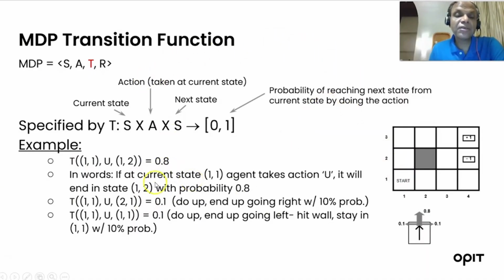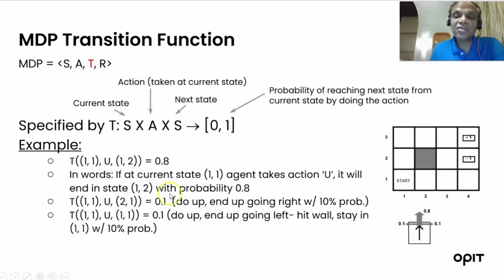So for example, if I continue with the rest of this model at the start state, I would write T of (1,1), doing action up, ending up in (2,1), which is the cell to the right, with probability 0.1. That's encoding the move right when trying to do an up action. Remember, the probability here is 0.1, and that's what we are writing here. And to complete this, we would also write T of (1,1), U, ending up in (1,1) is 0.1, which is: it tries to do up, but it ends up going left, hits the wall and stays in (1,1) with a 10% probability.